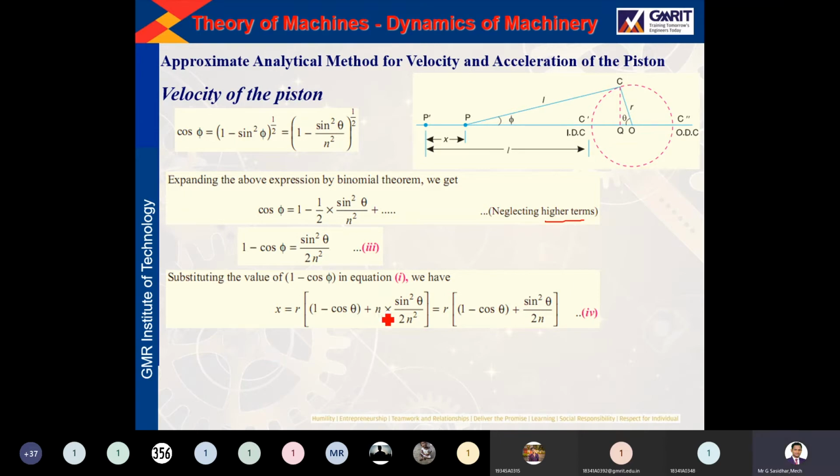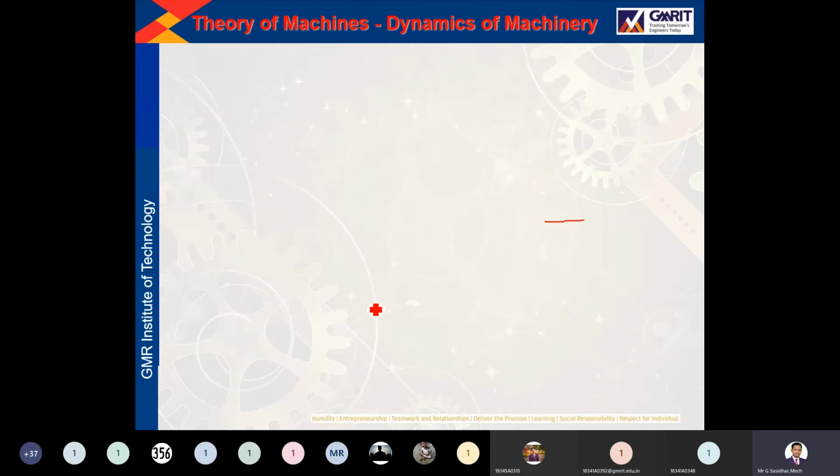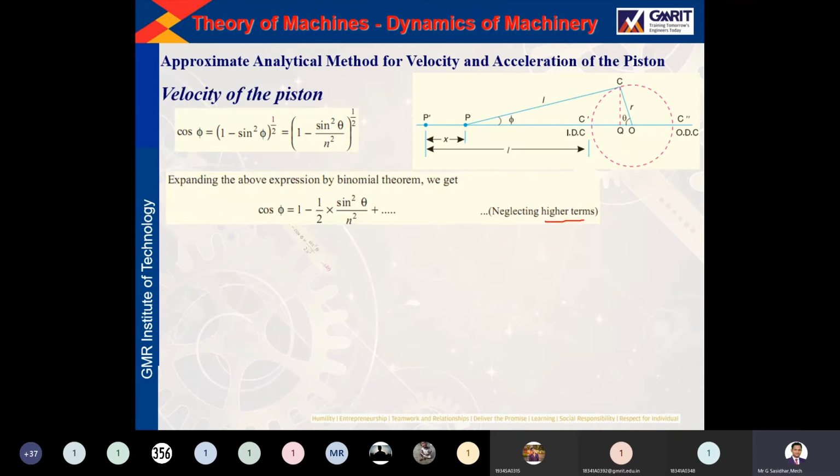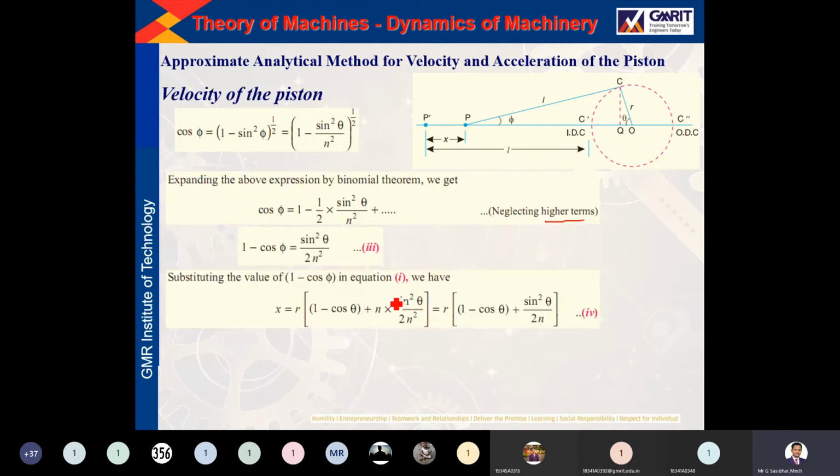So in that equation here, substitute that value. Where is that? First equation, this one: x equal to r into (1 minus cos theta) plus n into (1 minus cos phi). In this equation, 1 minus cos phi we got from the binomial expression, that is sin square theta by 2n square. Substitute that value, then the first equation will become this way: n into, substitute this sin square theta by 2n square. Okay, this one we have substituted from the binomial theorem in the first equation.